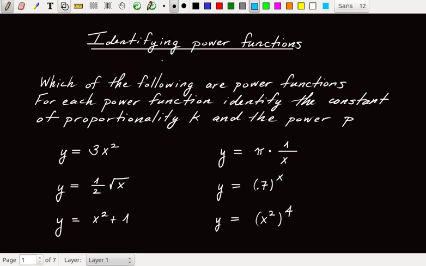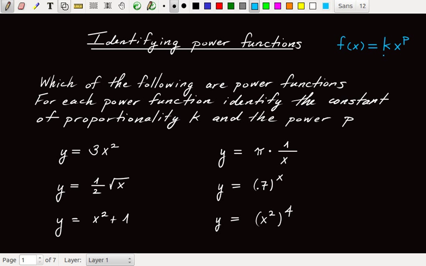How can one identify power functions given a formula? We know that power functions always look like f of x equals k times x to the p, where x is the independent variable, p is some constant, the power, and k is a constant of proportionality.